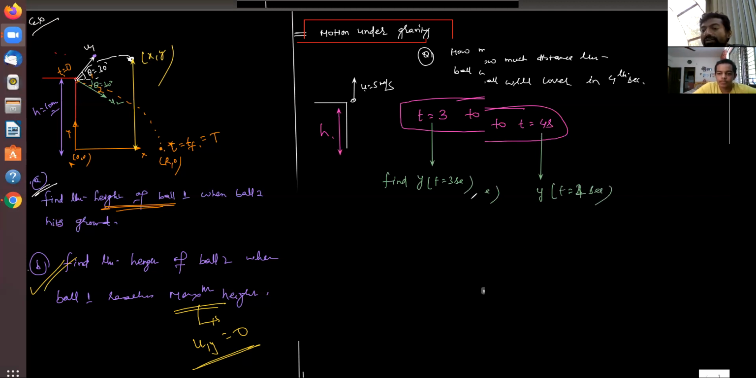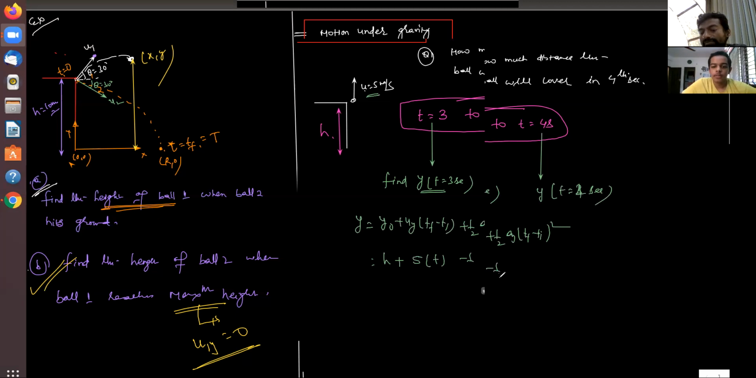And how will you find it at 3 seconds? Just apply this formula. This is motion under gravity with constant acceleration. So y is equal to y naught plus uy into tf minus ti plus half into ay into tf minus ti whole square. Here y naught will be, let's say, h, and uy will be the complete velocity because there is no x component. So 5 into t minus half g t square. Put t equal to 4 seconds, you will get that distance. Put t equal to 3 seconds, you will get y3 and y4, and take the difference. Is that clear?